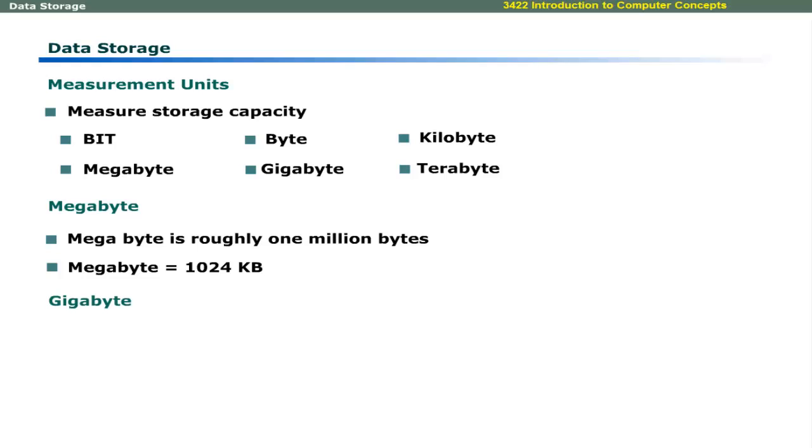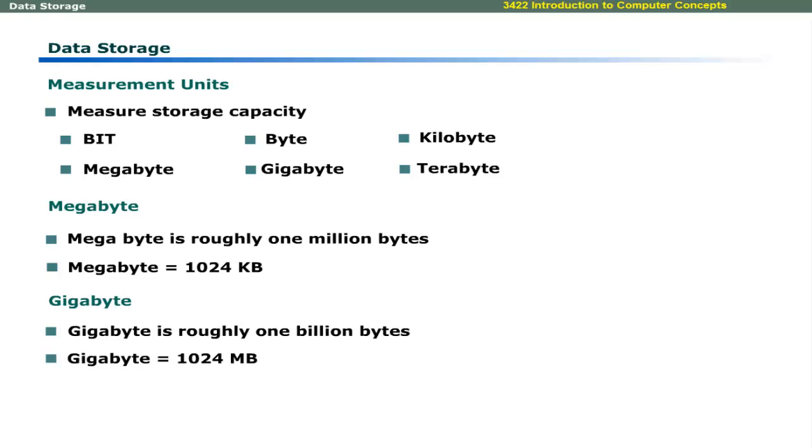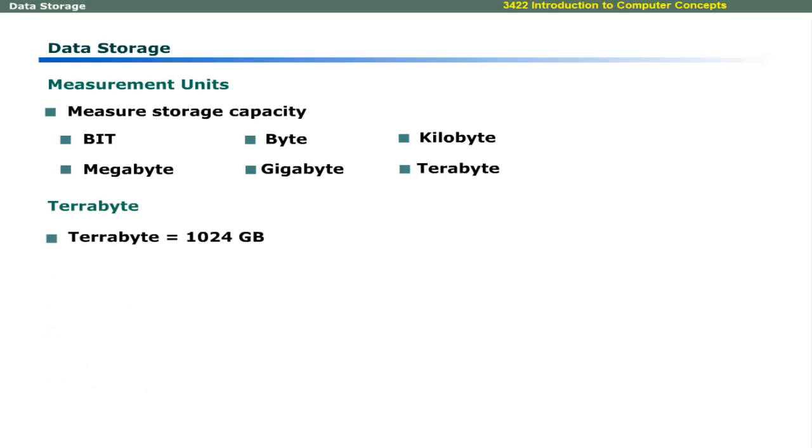A gigabyte is roughly equal to 1 billion bytes. Exactly, it is equivalent to 1024 megabytes. Gigabyte storage can store an enormous amount of data. A terabyte is equivalent to 1024 gigabytes. Terabyte is a huge storage capacity, and it can store hundreds of thousands of printed pages and information that may require thousands of CDs and DVDs.